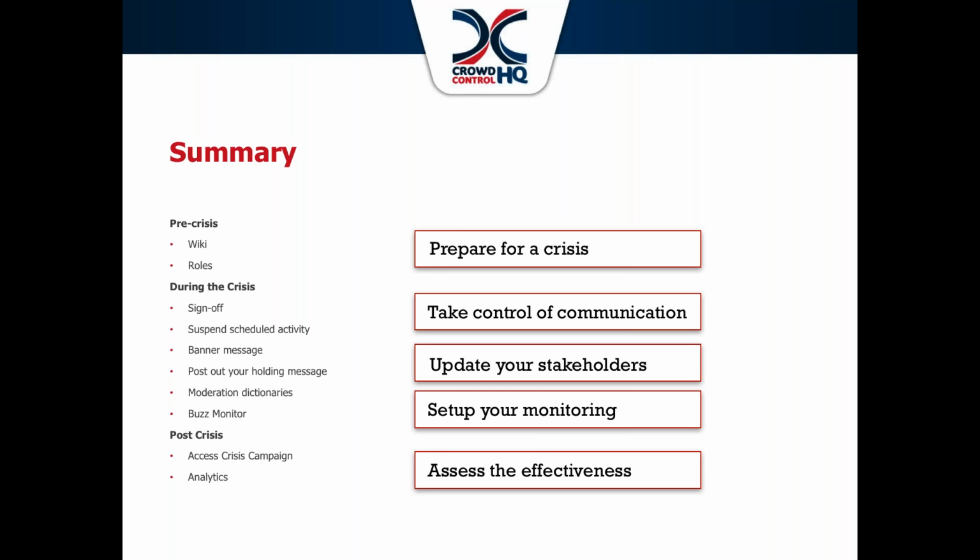During the crisis, take control of communication. Make sure that you apply the keywords from your wikis to the sign-off area of the system. Suspend, of course, any scheduled activity so that you don't make the mistake that Volkswagen did, as we previously saw. Use the banner message to communicate to your internal audiences, your internal stakeholders, and post out to one or multiple workspaces from the software to communicate to external stakeholders. Finally, put your monitoring processes in place, both for content that is posted on your own accounts, but also on Twitter in general, using moderation and buzz monitor functionalities respectively.